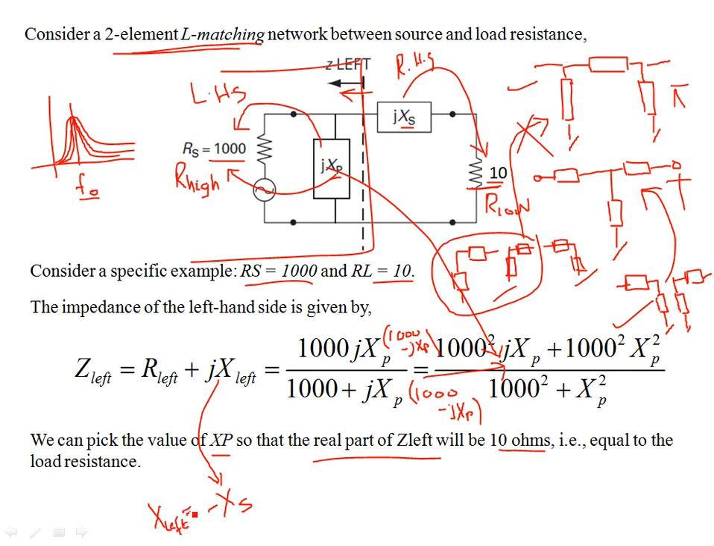Isn't that right? Because since we are using an L network, the combination of a reactance with a real resistor produces an imaginary part. How do you take care of this imaginary part? You select a series reactance, which is the negative of X left, and adding these two will give you the left hand side, which matches with the load resistor, that is a real load resistor of 10 ohms. Okay, so that's the idea.